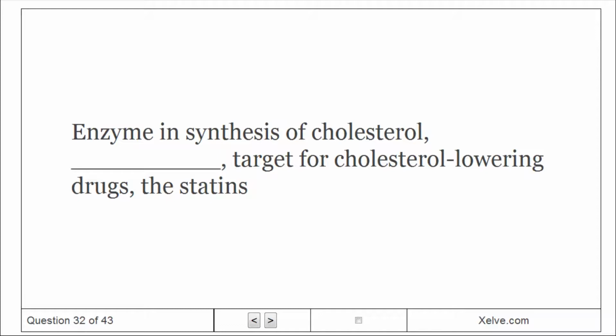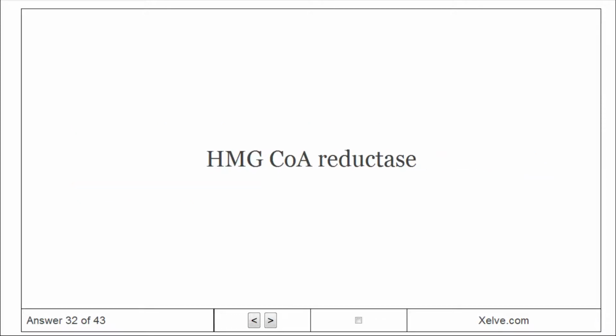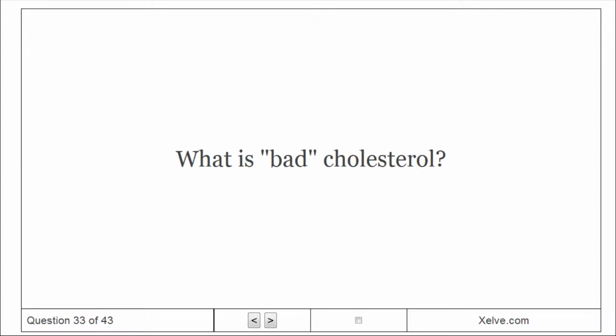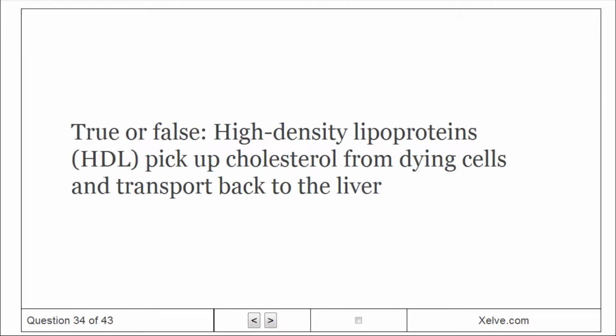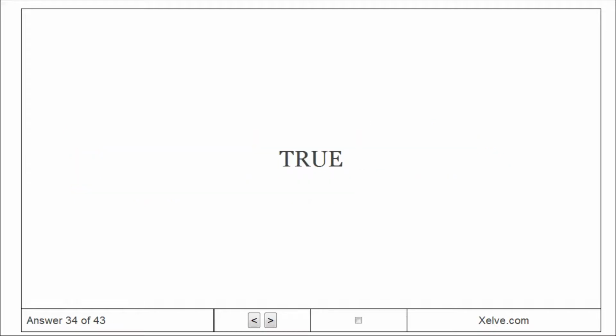Enzyme in synthesis of cholesterol, blank, is a target for cholesterol-lowering drugs, the statins. HMG-CoA reductase. What is bad cholesterol? Low-density lipoproteins. True or false? High-density lipoproteins pick up cholesterol from dying cells and transport it back to the liver. True.